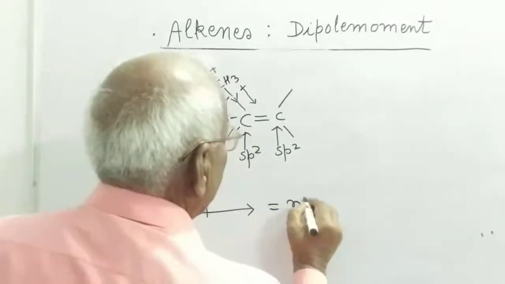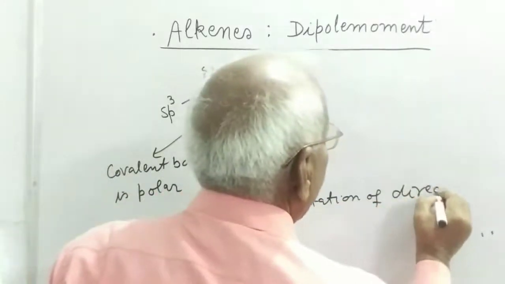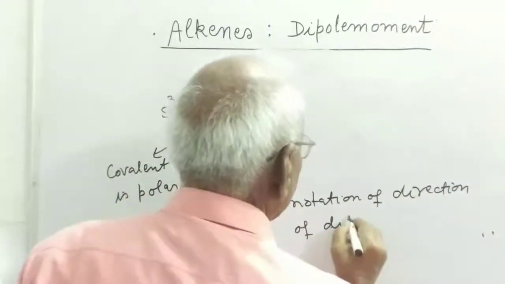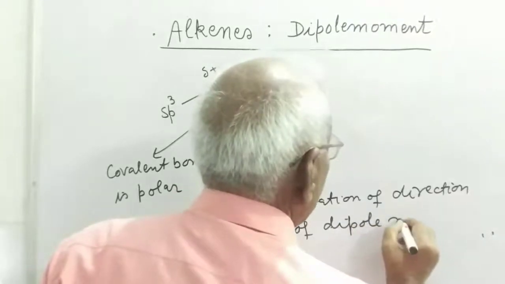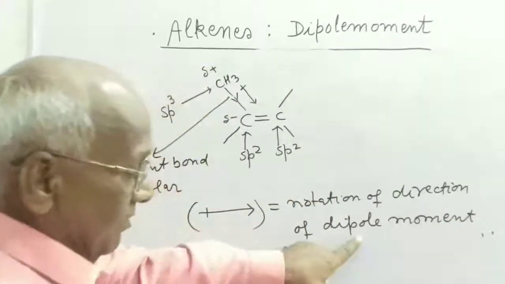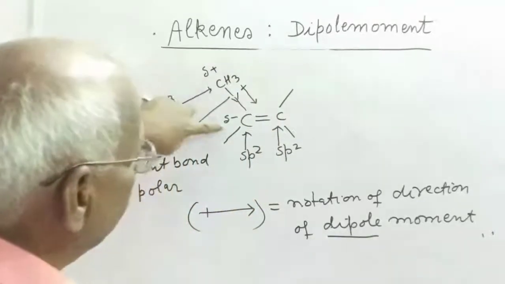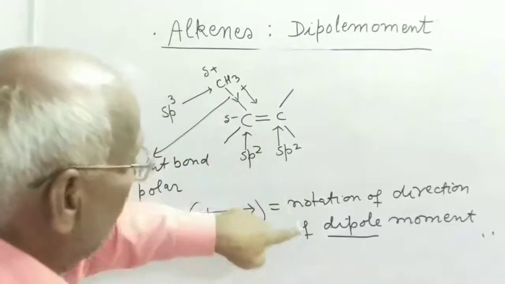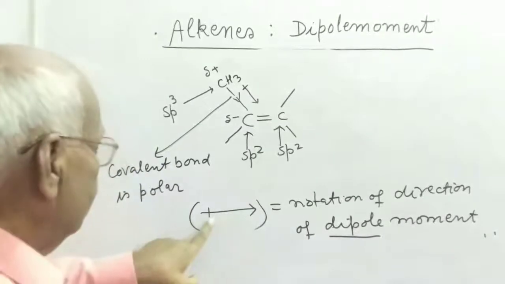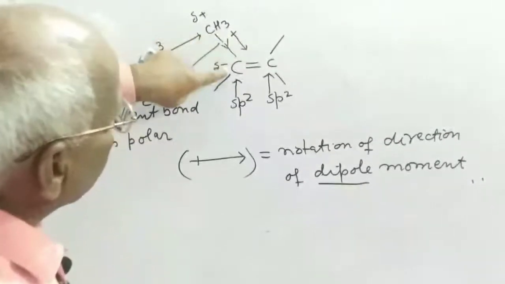This is the notation of the direction of dipole moment. Pole means single, negative or positive. When it is dipole, it means positive and negative. So this is the partial positive and this is the partial negative. So it is a dipole, and this dipole has direction shown by the arrow, which originates from electropositive atom to electronegative atom.